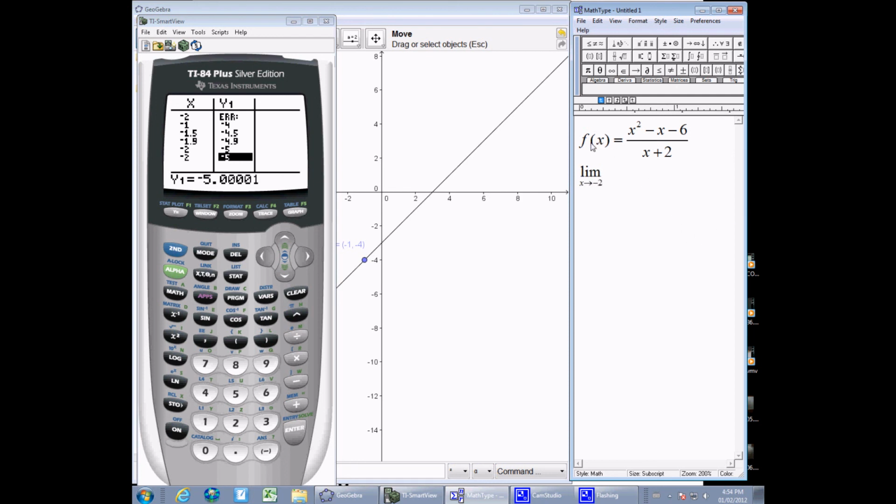Now what this means so far is the limit as x approaches negative 2 of the function is equal to negative 5. This means as I'm getting closer and closer to negative 2 as an x value, the output, or the y value, will be getting closer and closer to negative 5.